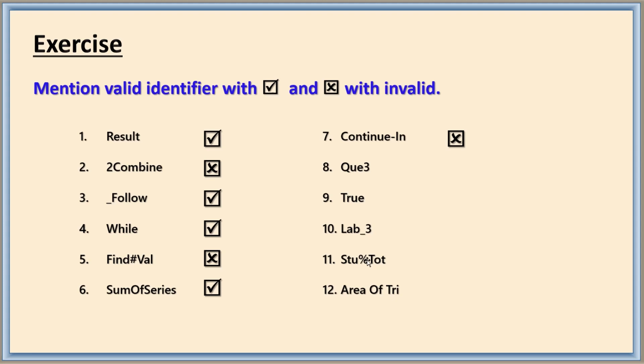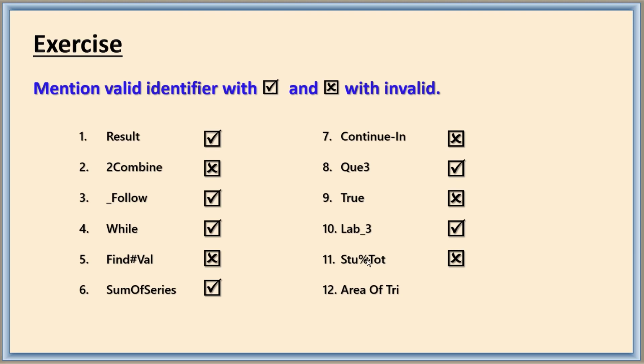It is not an underscore. So to know the difference I have given it there. And then Q3 is correct. You can combine a digit after the first letter, so there is no problem at all. And then true is wrong because true is a keyword. Capital T and RUE is a keyword, which is not allowed to be the name of a part of a program. So lab underscore 3 is correct. The 11th one is also wrong because of the percentage symbol.